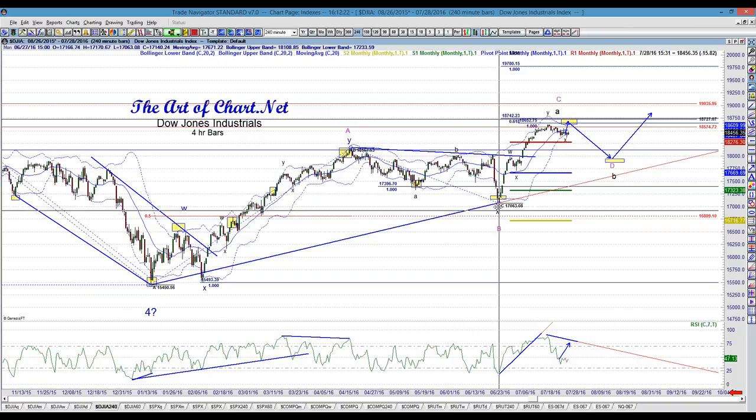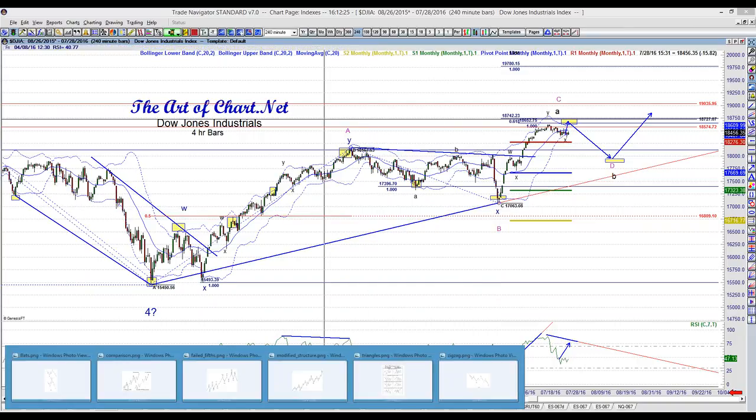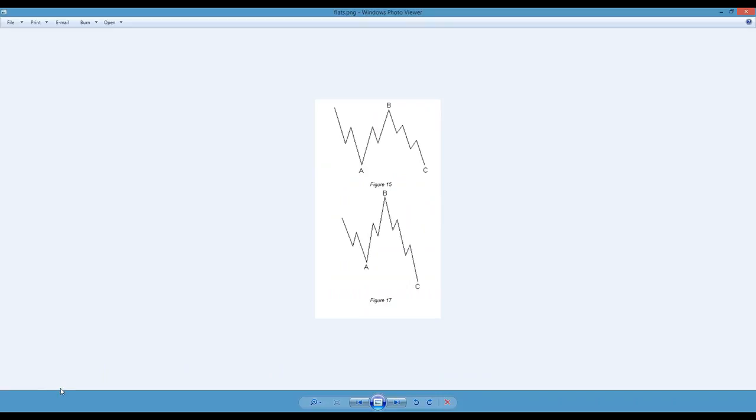This is an ABC flat, and let me just show you that in a picture, because I think a picture is worth 1,000 words. These are flats, okay? You either have the origin, and you have a three-wave move down, three-wave move up, and then a 5. The 5 is typically strongly impulsive. You can clearly see it on a chart, and you can pick up what a flat is very easily. But a flat is a reversal structure, okay?